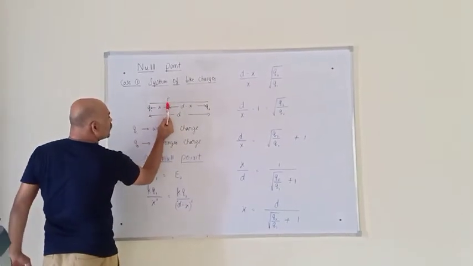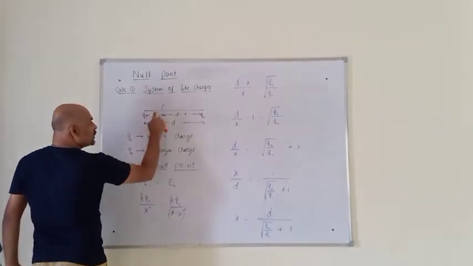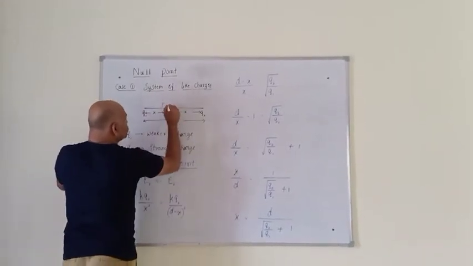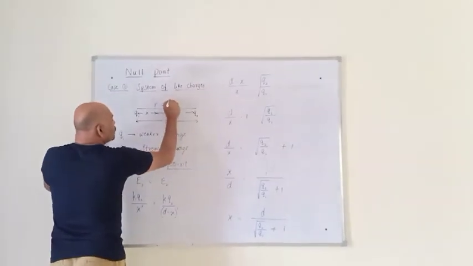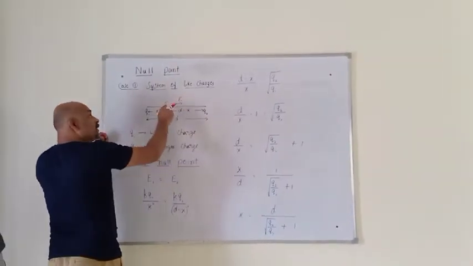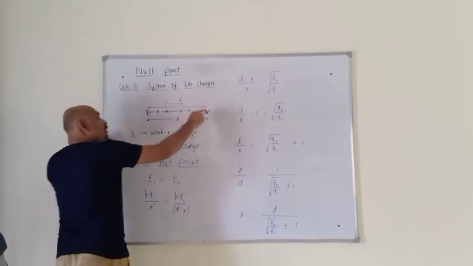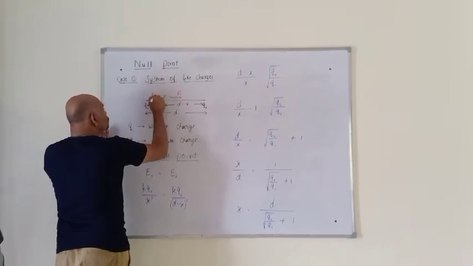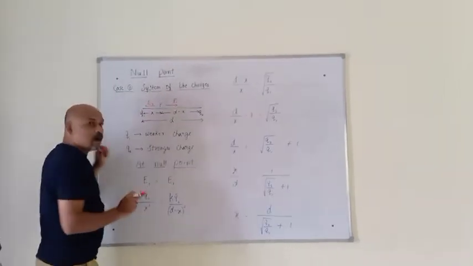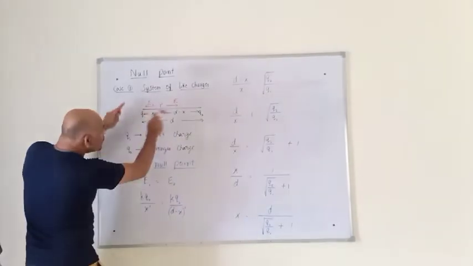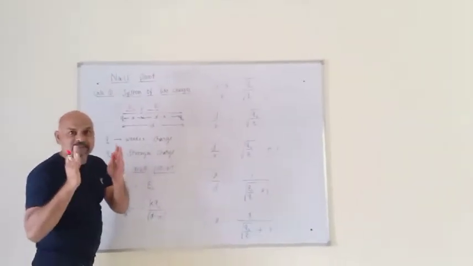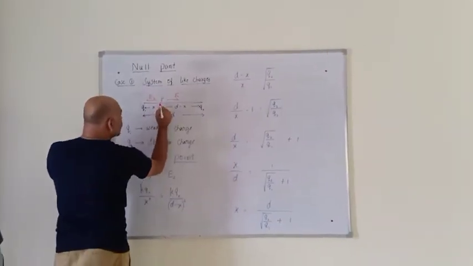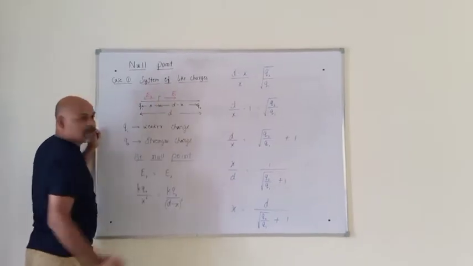Suppose I choose this point P as the null point. Notice that at this point the electric field due to Q1 is in this direction. We call that E1. And at the same point P, the electric field due to this positive charge is in this direction, and we will call that E2. Notice that E1 and E2 are opposite in direction. Because they are opposite in direction, there is a chance that the total electric field will become equal to 0. So therefore, I choose the point P to be a null point.